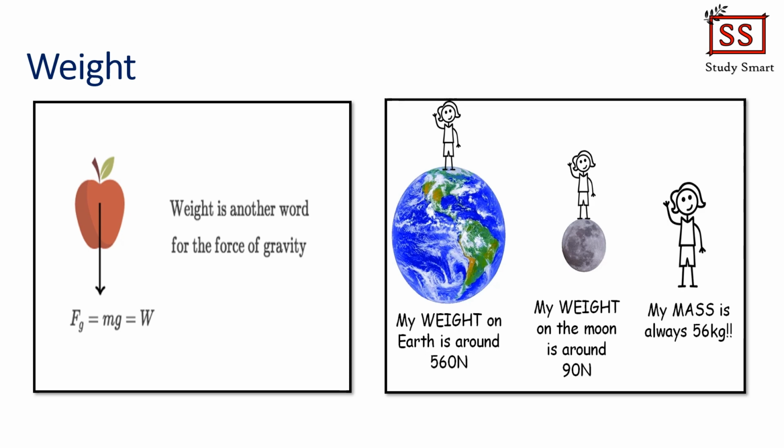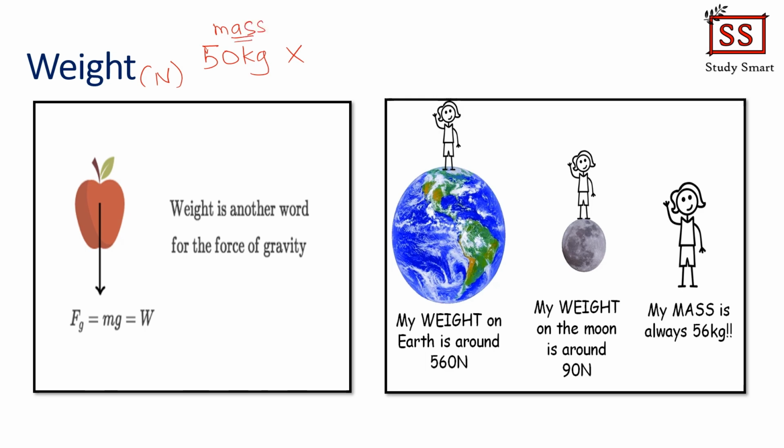The next force is weight. What does it mean by weight? Normally, students tend to mistake weight for body mass. When I say my body weight is 50 kg, it is actually wrong in terms of science, because the unit for weight is Newton. 50 kg is equal to mass. This is something you need to know.